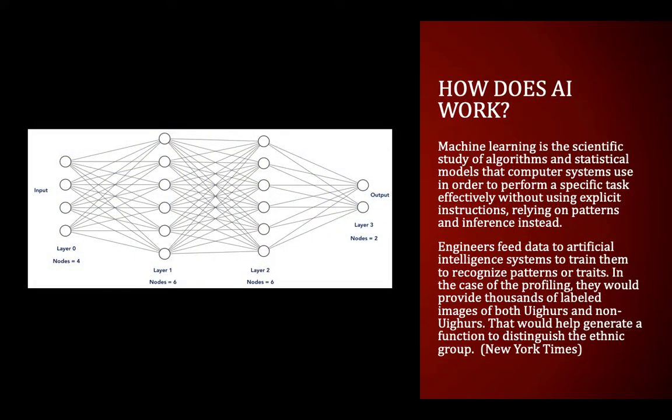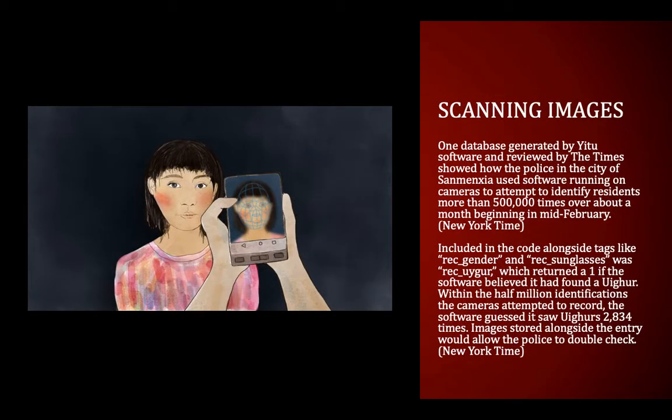How does this work? This is how this works, which is using machine learning. Machine learning is a scientific study of algorithms and statistical models that computer systems use in order to perform a specific task effectively without explicit instructions, relying on patterns and inference instead. Engineers feed data to artificial intelligence systems to train them to recognize patterns or traits. In the case of profiling, they would have provided thousands of labeled images of both Uyghurs and non-Uyghurs that would help generate a function to distinguish ethnic groups.